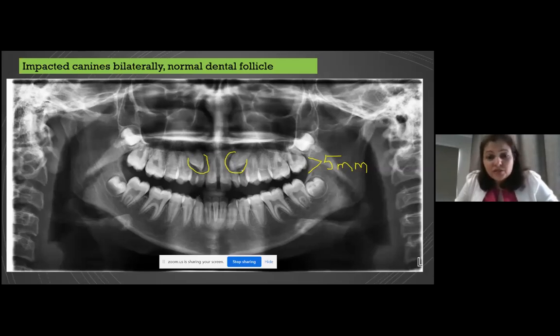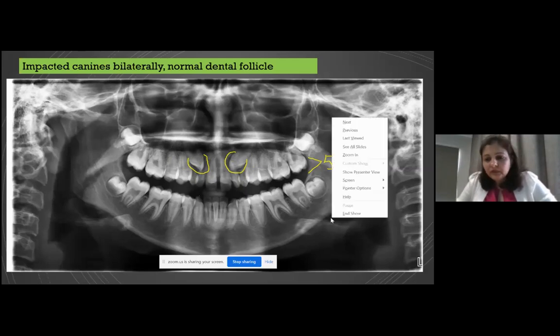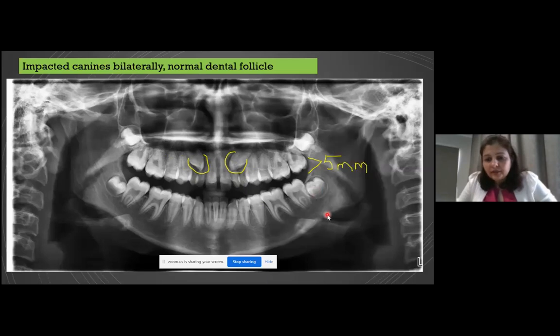So in this case, you will see that the deciduous canines are still retained and both the maxillary canines, 1-3 and 2-3, are still impacted. Okay, so that is what we were discussing. This is a normal dental follicle, anywhere between 1 mm to 2 mm to even 3 mm, right? Anything more than that is called hyperplastic follicle, and anything greater than 5 mm is definitely a dentigerous cyst.